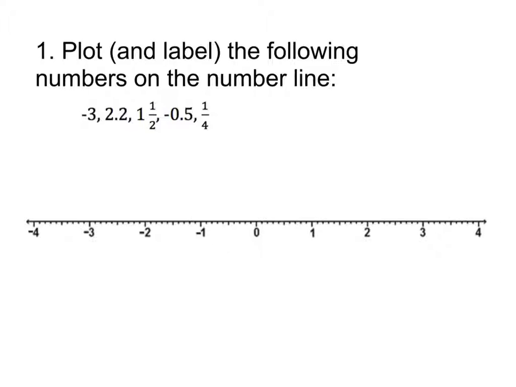I'm going to demonstrate the first one for you. So we have -3. So I'm just going to look on the number line. Here's -3. So I'm just going to put a dot on it, and I'm going to label it as -3 above. You'll do the same thing with the other 4 numbers. Go ahead and try it now on your own.